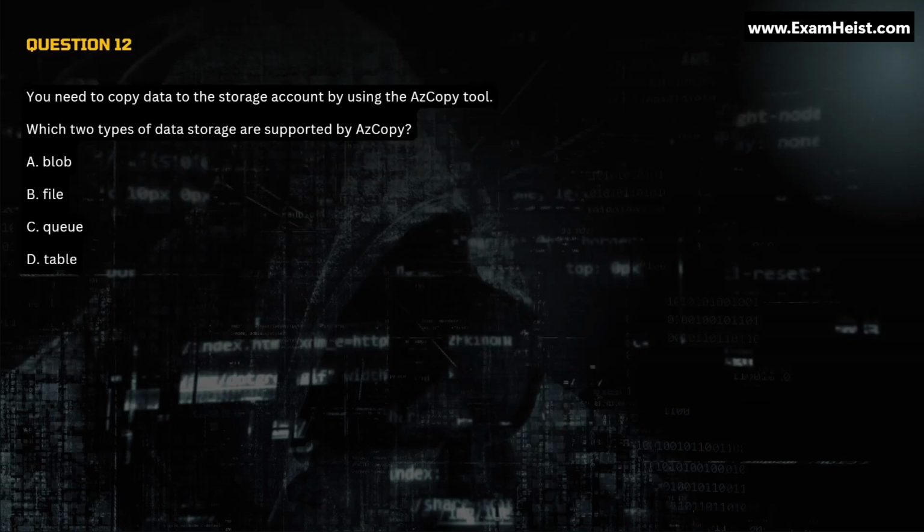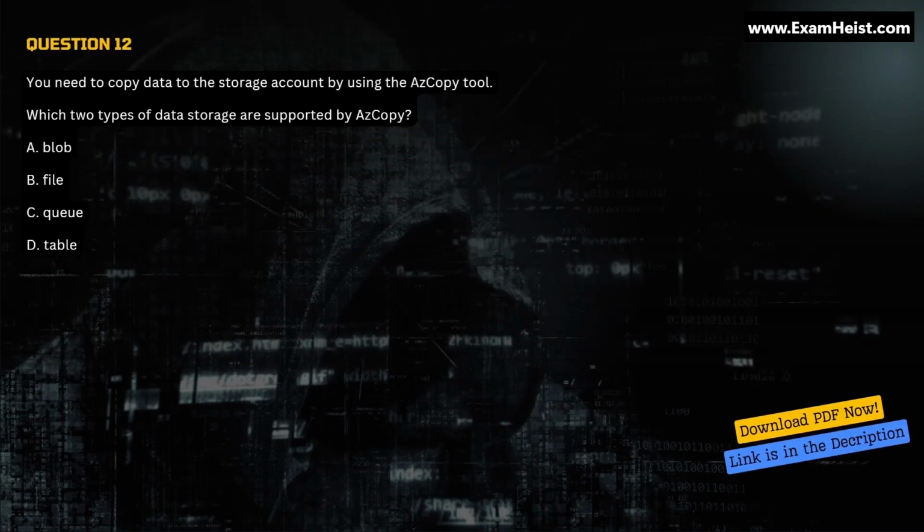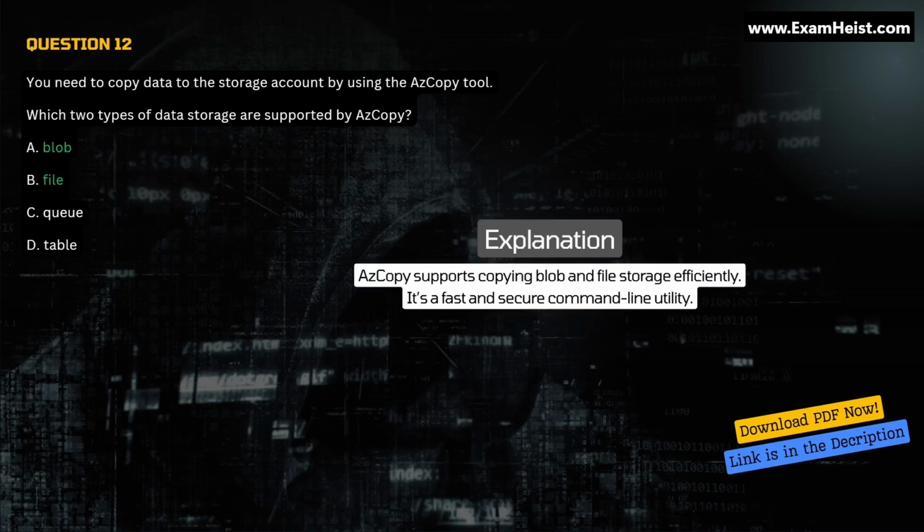Question 12. You need to copy data to the storage account by using the AZ copy tool. Which two types of data storage are supported by AZ copy? A. Blob. B. File. C. Queue. D. Table. Correct answer is A and B. Explanation. AZ copy supports copying blob and file storage efficiently. It's a fast and secure command line utility.